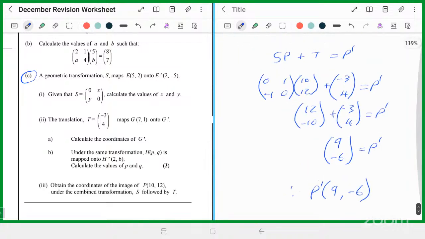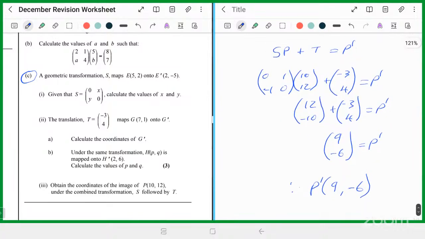That is it. But if you want to go step by step, apply the S first and work out this point, then after I get this point, do the translation. But I'm just combining everything. Do the S on the P first, see what that will be, and then add the translation. I'll do it S followed by T. But suppose they say T followed by S.